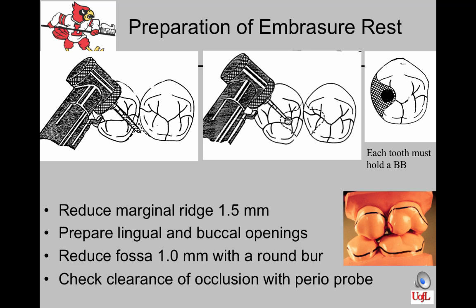You want to check for clearance by having the patient close together, and at the same time you should be able to put a perio probe through from buccal to lingual surface if you have enough clearance for the metal of the embrasure rest clasp.